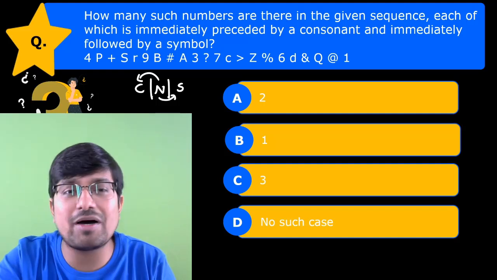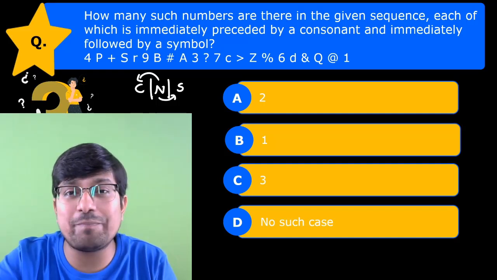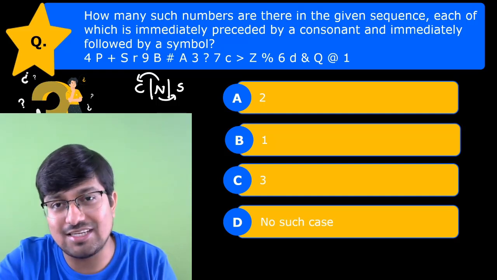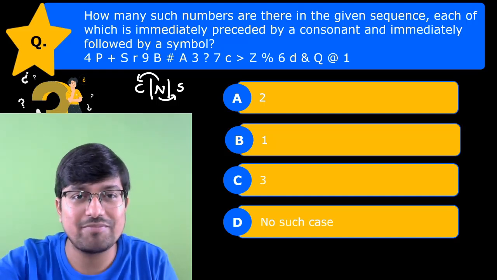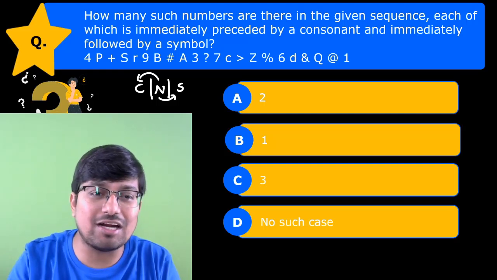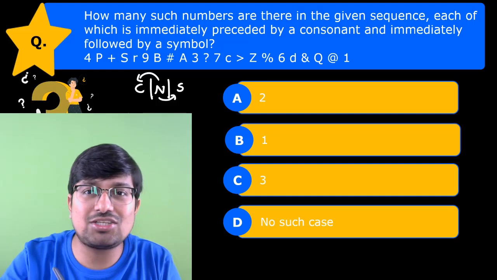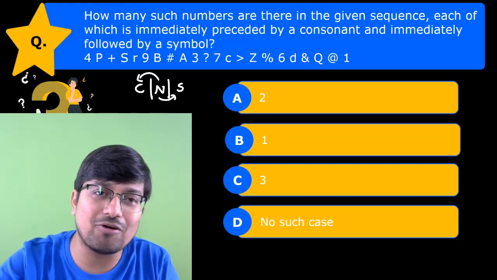But जब हम एक सीरीज की बात करते हैं, then वहां पर immediately preceded means immediately left, immediately followed means immediately right. ऐसा इसलिए करते हैं because we usually write from left to right. Clear? Now अब आपसे ये पूछा जा रहा है, how many such numbers are there in the given series, each of which is immediately preceded by a consonant and immediately followed by a symbol.